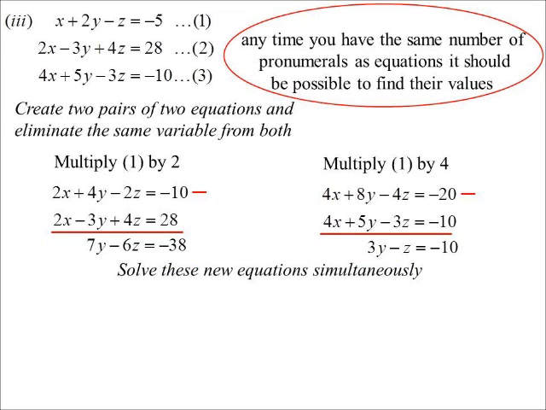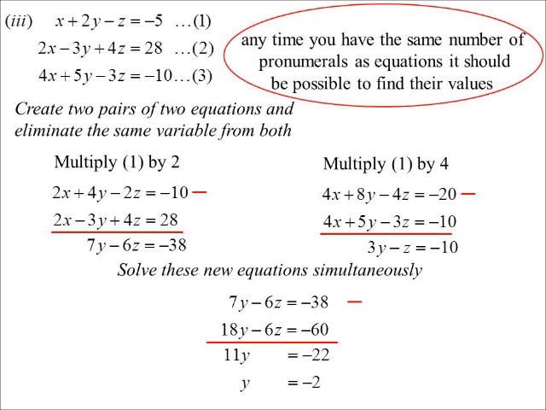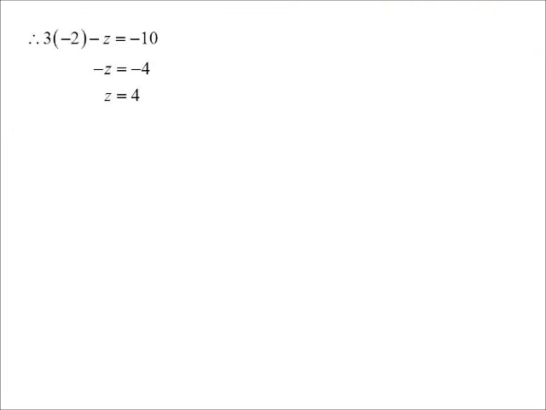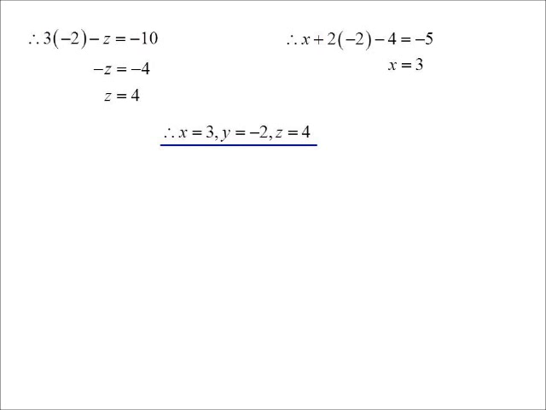Now we've got our standard sort of simultaneous equation question. Two pronumerals, two equations. Let's solve them. And I've made the z's the same. So finally now I get y is -2. I can then go back to one of these two equations and work out z is 4. I can then go back to one of the first three equations and x is 3. So there we go, x is 3, y is -2, z is 4.